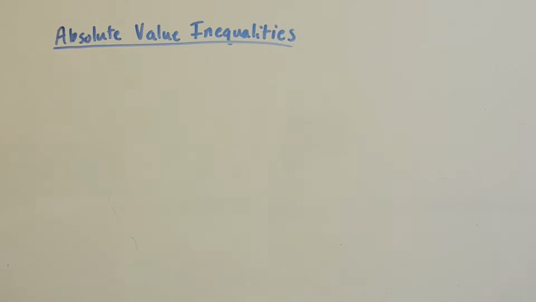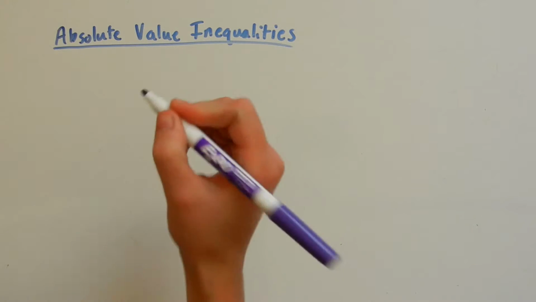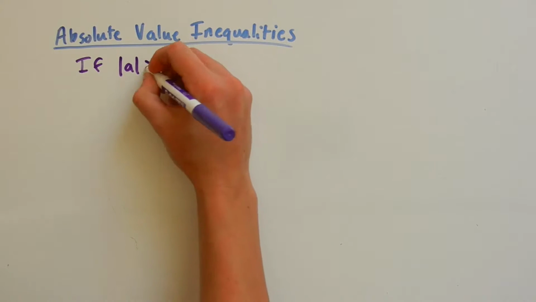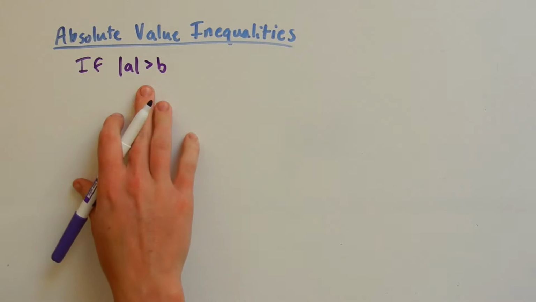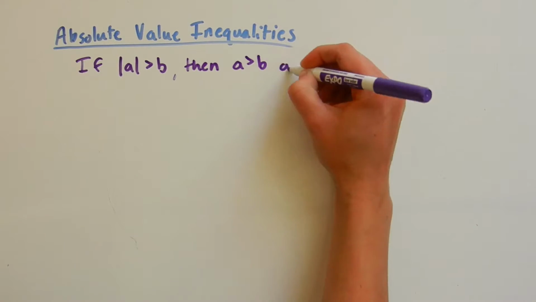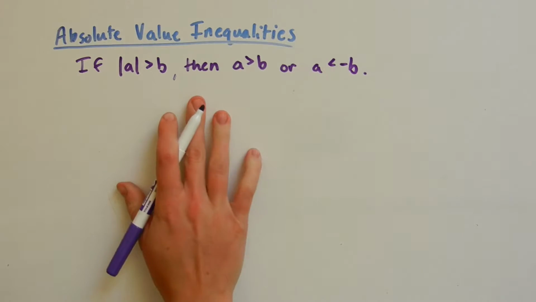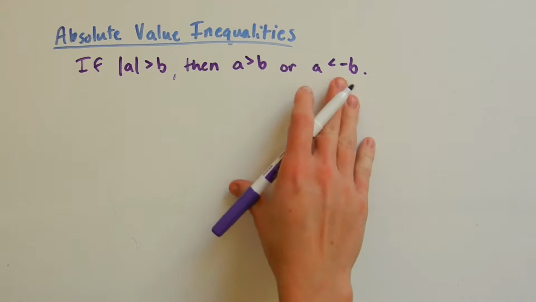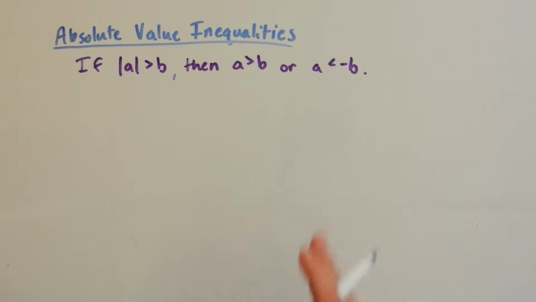So the first thing we're going to look at is if the absolute value of A is greater than B. If the absolute value of A is greater than B, then A is greater than B, or A is less than negative B. Let's take a look at an example of that.